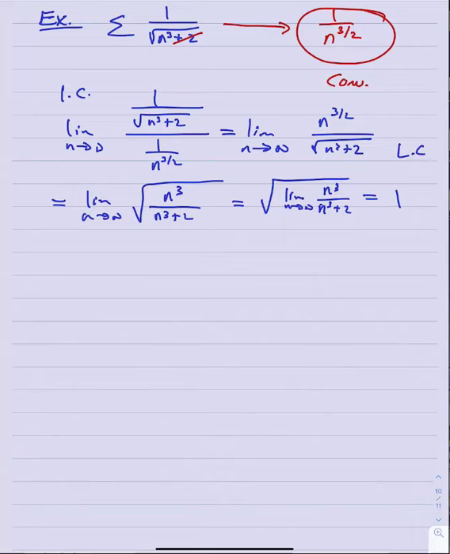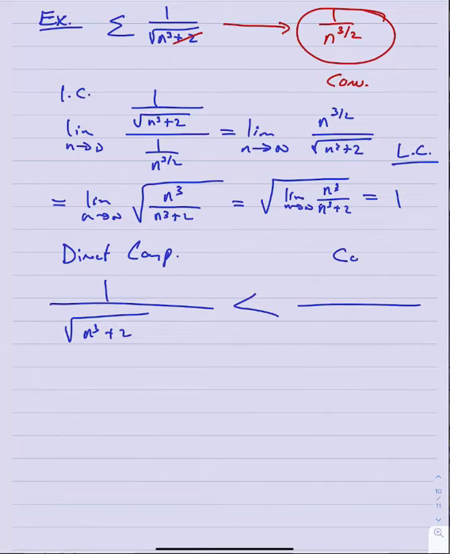Okay, limit comparison test, pretty easy. What about direct comparison? So again, 1 over square root of n cubed plus 2. If I'm going to argue that that's convergent, I have to show that's less than something that's convergent. Okay, so we're starting to get more used to this now. How do I make that right side bigger? I make the top bigger or I make the bottom smaller?